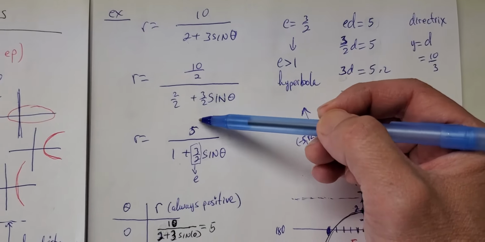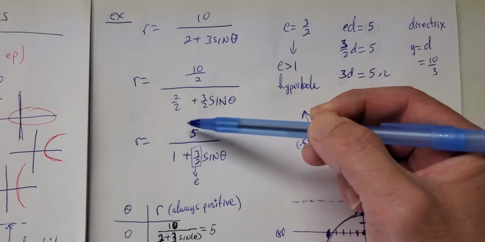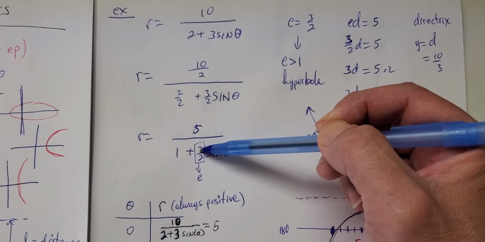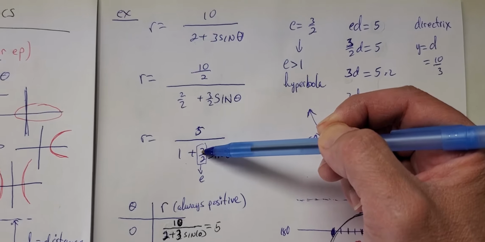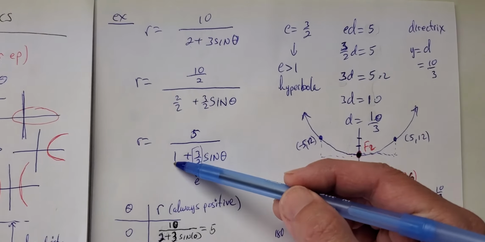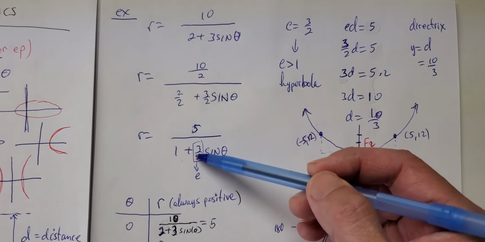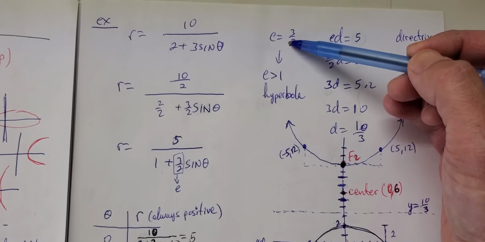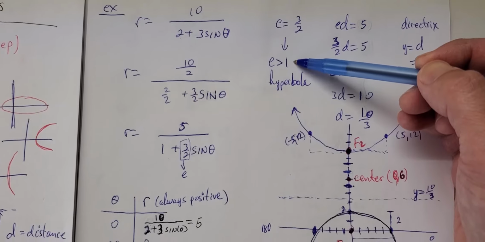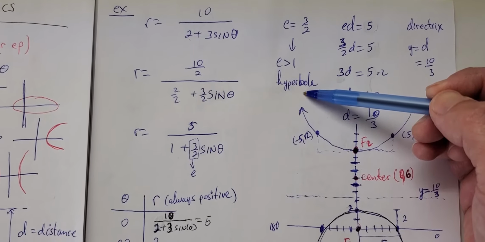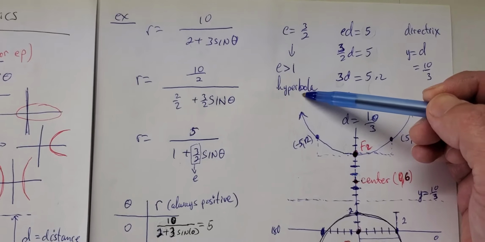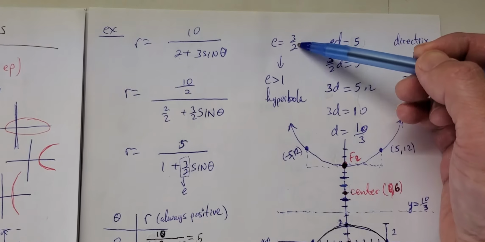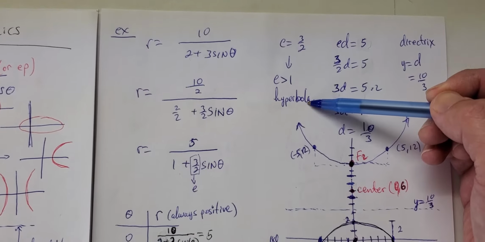So 10 divided by 2 gives me 5, 2 divided by 2 gives me 1, and 3 over 2, just leave that alone. So now this is a 1. Right here is my E. So E is 3 over 2. Since it is bigger than 1, it is a hyperbola.